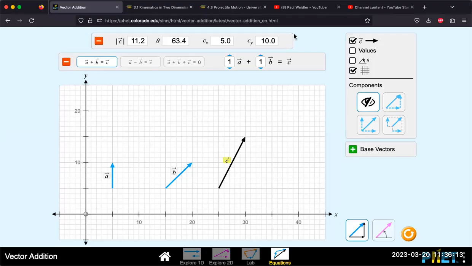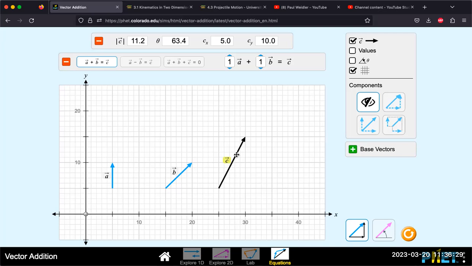Hi folks, welcome to part 2 of the vector tutorial. We're looking at the PhET simulations vector addition. We're in the fourth module, equations, and this is what it looks like when you first bring it up.